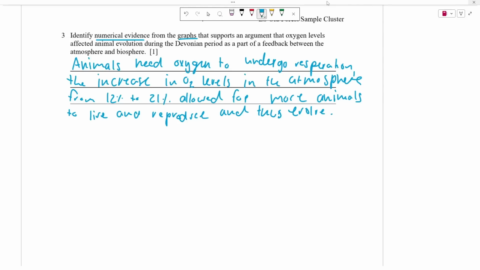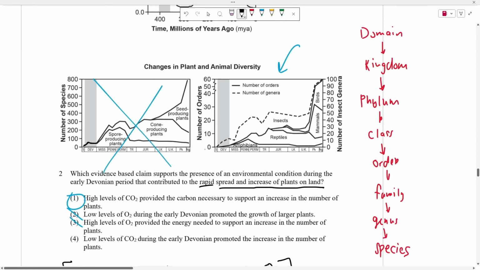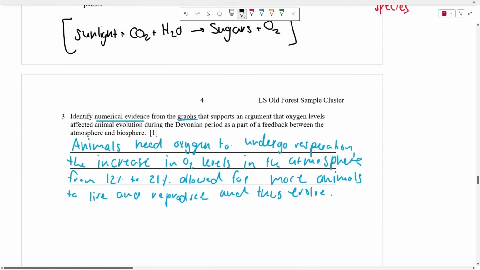If you want it to be more specific, you can say that the number of reptiles evolved, right? Because we see here how reptiles increased in the number of orders, and we see here how the number of insect genera also increased. We could have also said that during the Devonian, increased levels of oxygen in the atmosphere allowed insects to utilize that oxygen to increase the number of genera from 0 to 12.